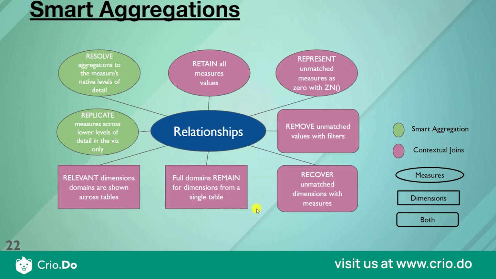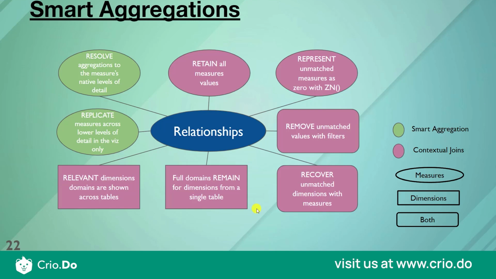The first one is resolve. This is a smart aggregation. Resolve aggregations to measure's native level of detail. That means the aggregations will happen at the native level of detail of that row. It won't aggregate based upon the level of detail when you join, right? Only once you go inside your view will it bring up whatever join you need. But whenever you're bringing the tables onto your canvas, it is aggregated based upon the native level of detail. That is one kind of smart aggregation we have, and that is totally related to the measures.